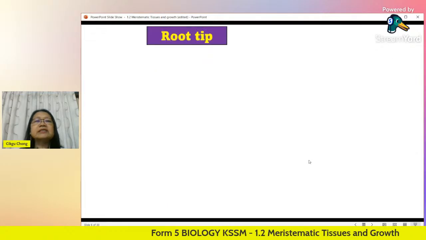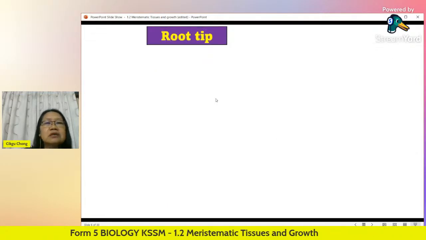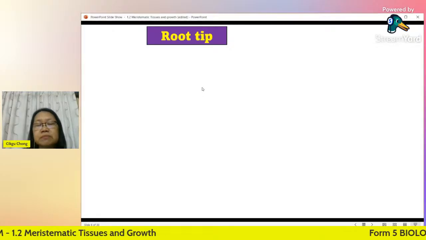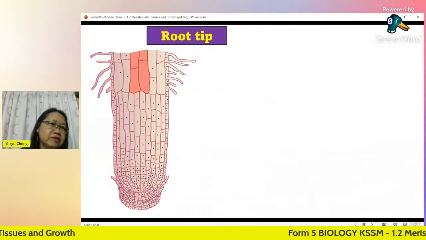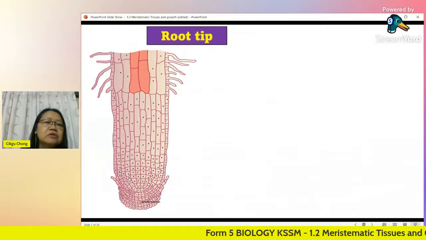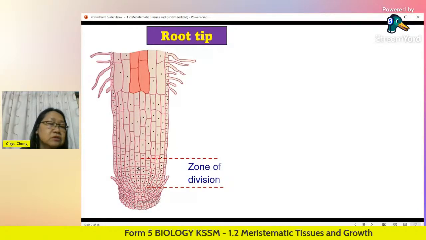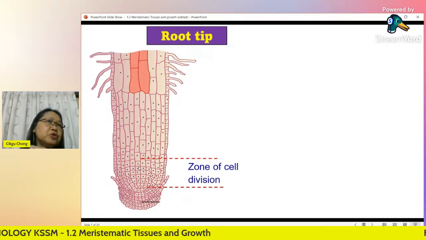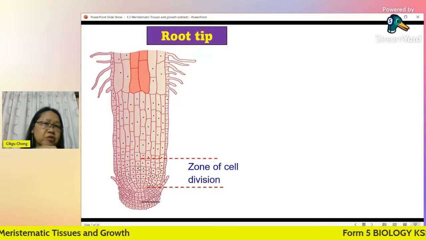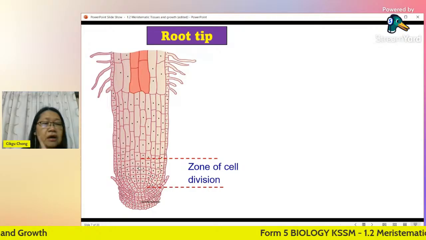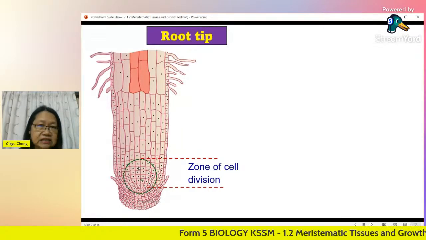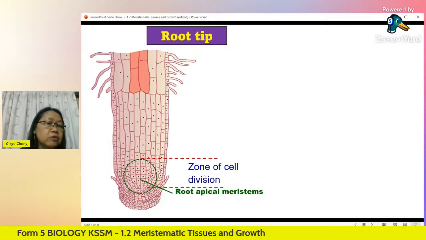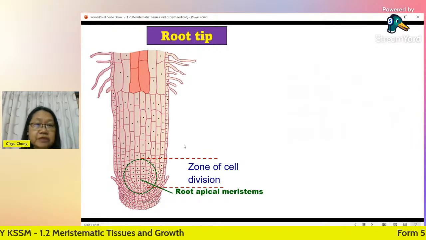Next, let's talk about the root tip. Let me show you a picture that shows the detail. Right now, you can see the cells. Here is the zone of cell division. You will see that mostly the cells here are cube shape. They're not very long. They're small cells, but with a very big nucleus. So this is the root apical meristem. This is where you label the zone of cell division.